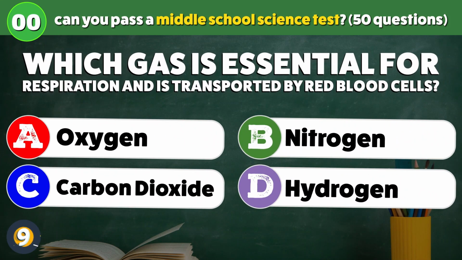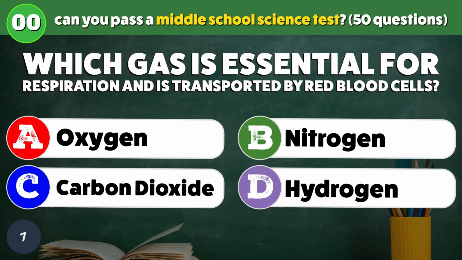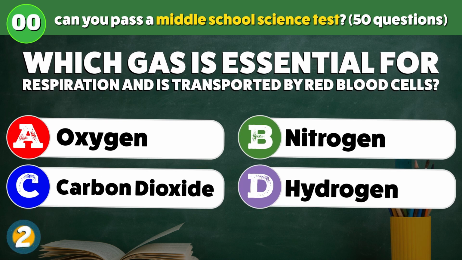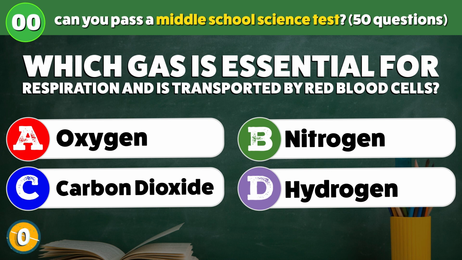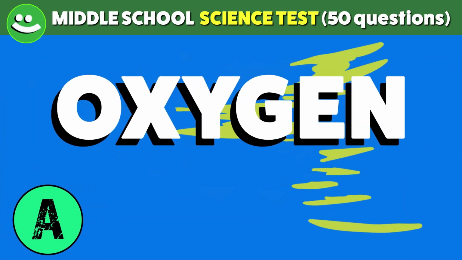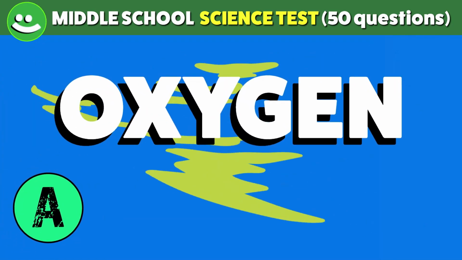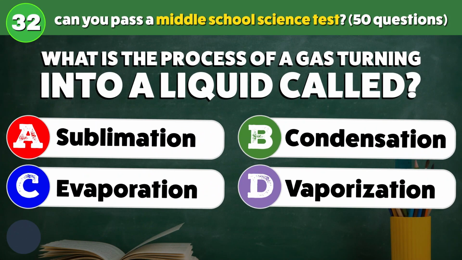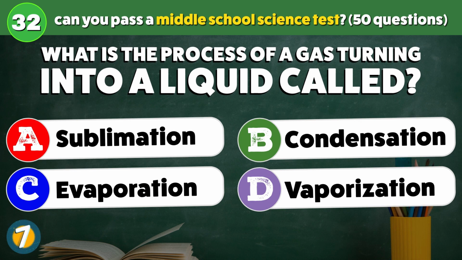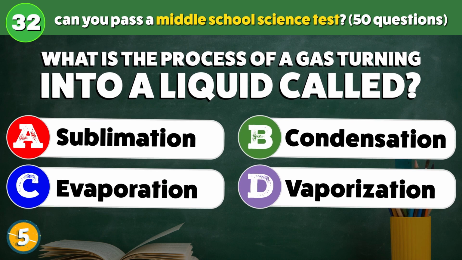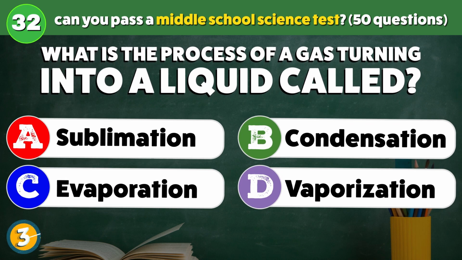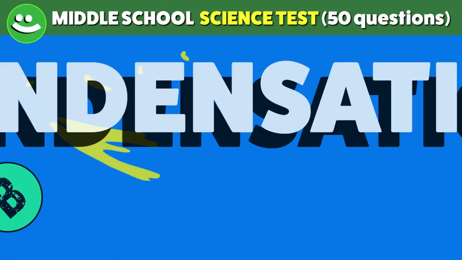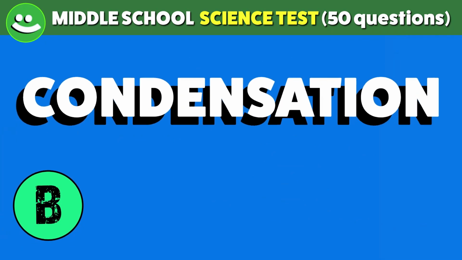Which gas is essential for respiration and is transported by red blood cells? Is it oxygen, nitrogen, carbon dioxide, or hydrogen? It's oxygen. What is the process of a gas turning into a liquid called? Is it sublimation, condensation, evaporation, or vaporization? It's condensation.